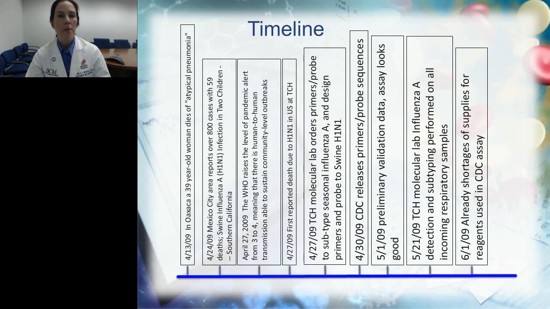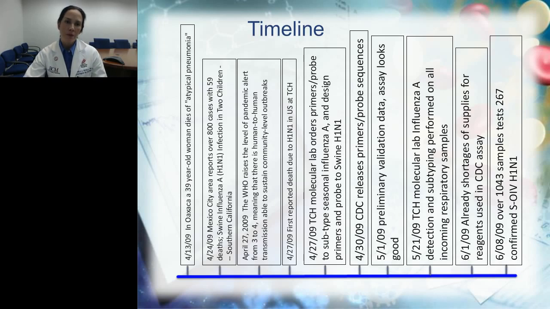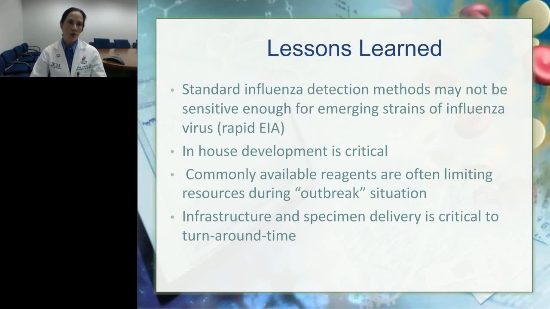Importantly, and this is a very important note, as of June 1st, labs that were using the CDC assay started running into massive shortages of reagents. So they couldn't get the supplies that they needed to be able to do the test. And that was a real eye-opener for us. We hadn't anticipated that one. But by the first week in June, we tested over 1,000 specimens, and roughly 300 of them were swine positive. And we continued throughout the next essentially 2 years with this testing.